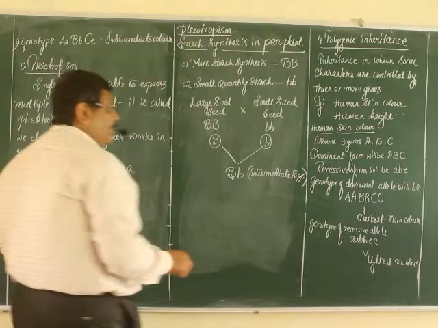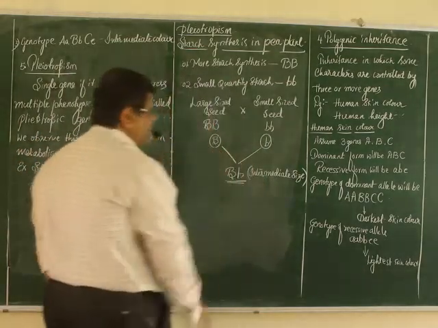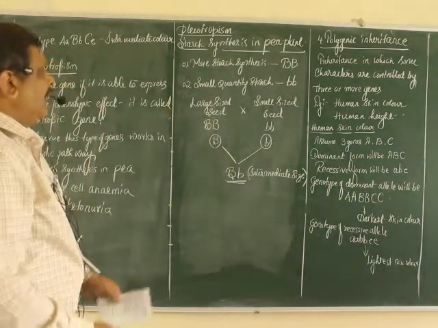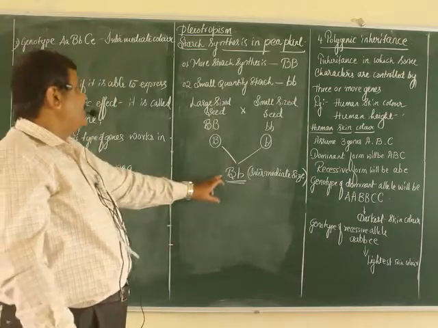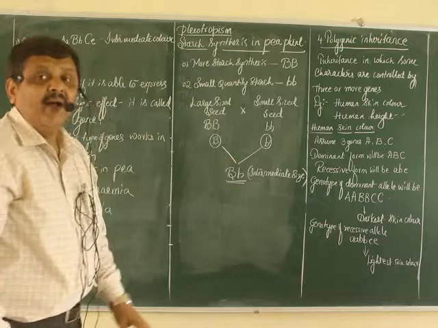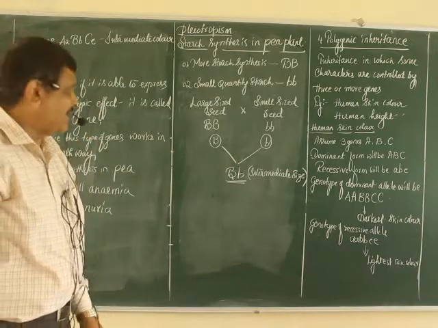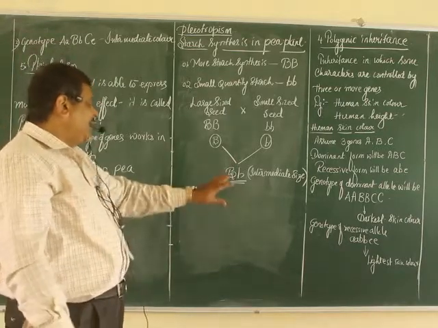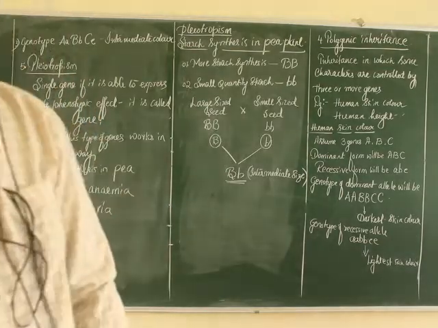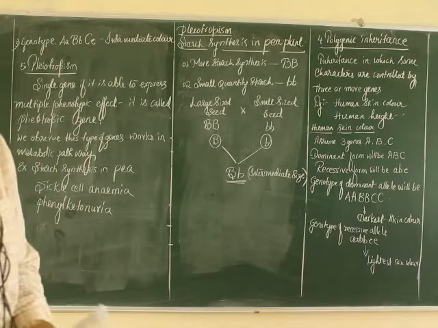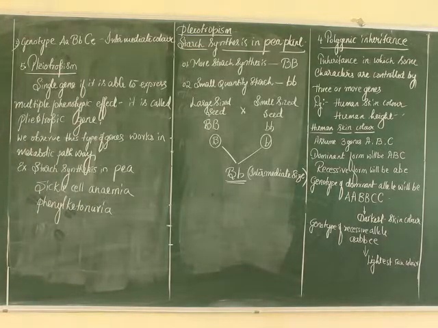But remember, dear students, according to Mendel, it should be a large sized seed. But here they didn't get a large sized seed, they got intermediate sized seeds. This shows that this example is an example of incomplete dominance.